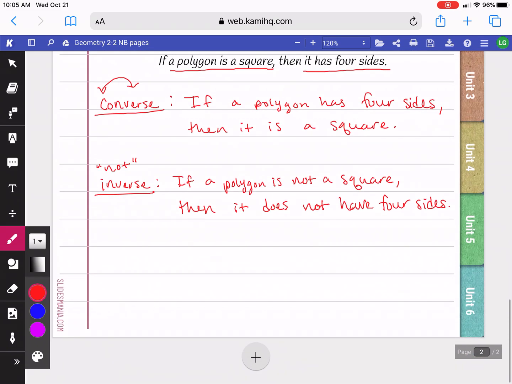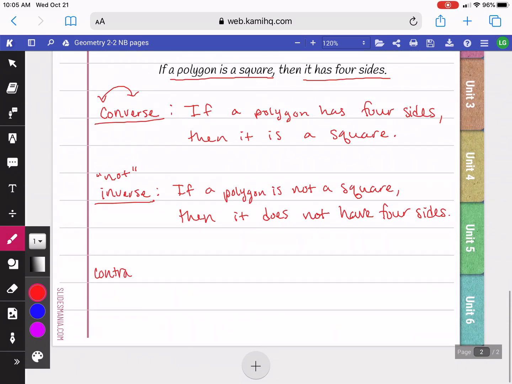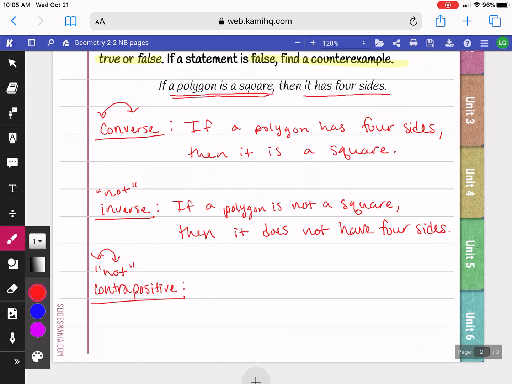And lastly, we're going to write our contrapositive statement. For a contrapositive statement, we're going to have to do both. We're going to switch and we're going to use the word not. So instead of saying if a polygon is a square, then it has four sides, we're going to do it kind of like the converse. We're going to say four sides, but we're going to say if a polygon does not have four sides, then it is not a square.